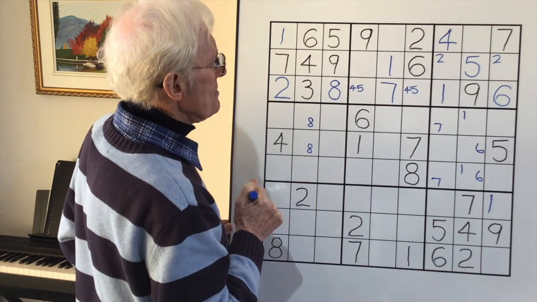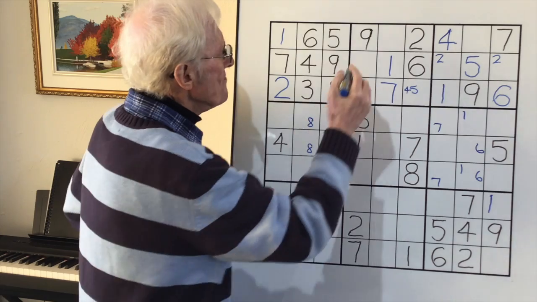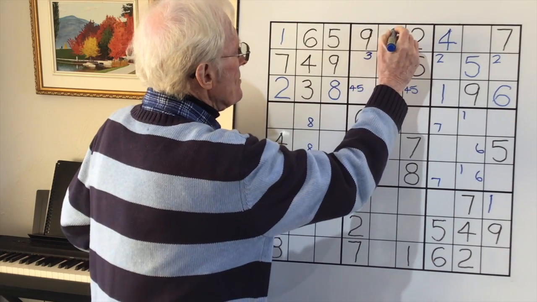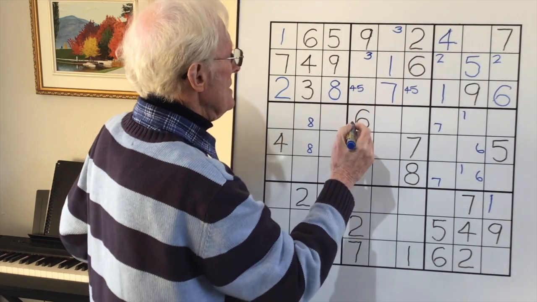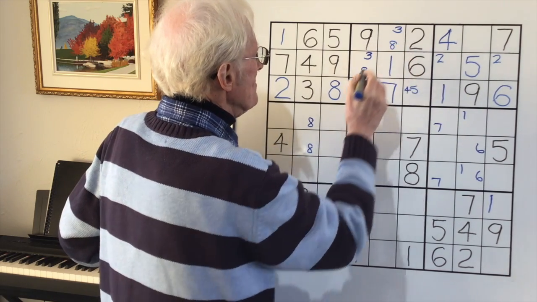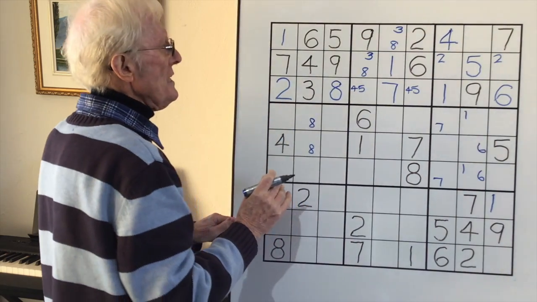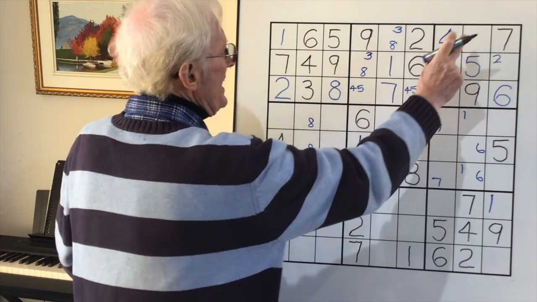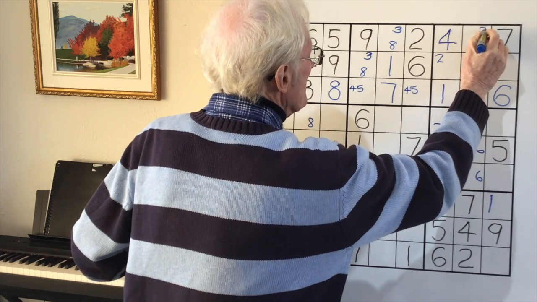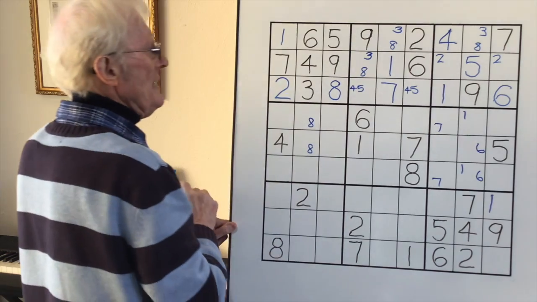Now what's the numbers missing there? Let me see. 3 and 8. 3 and 8 missing there. Now let's look at this row along here. There's 2 missing there. If that's a 3 and 8, that has to be a 3 and an 8. Well, isn't that neat? That's really handy.